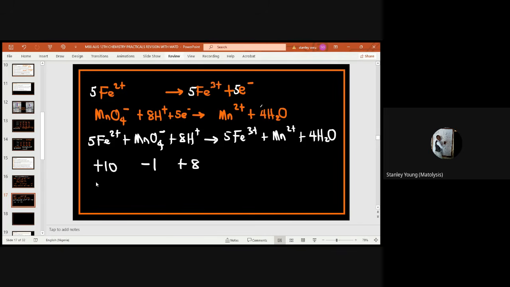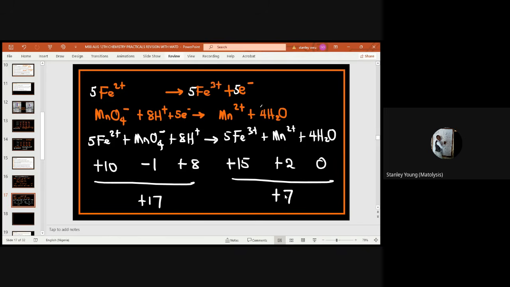Add everything together. What do you have? You're going to have plus 17. On the right, we have 5 times plus 3, plus 15. Here we have plus 2. Here we have 0. When you add everything together, we have plus 17. This is an indication that you have it balanced. You get that? Okay.